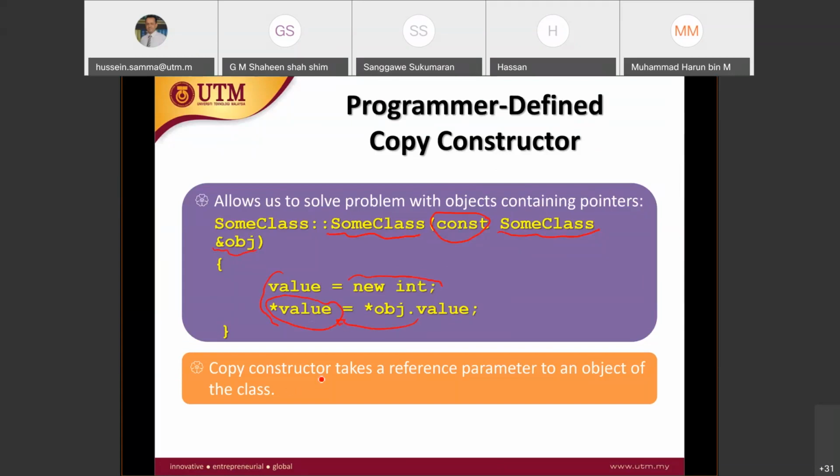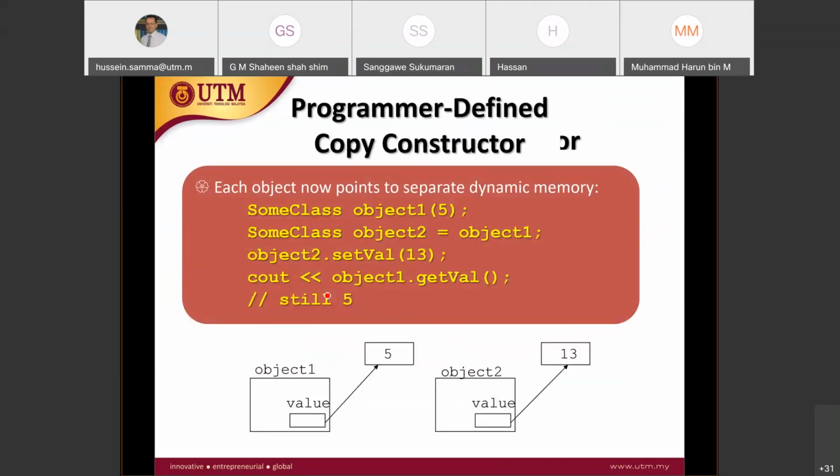So the copy constructor takes a reference parameter to an object. This is where the key idea comes from. You have to give me the reference to this object, object 2, so I need to copy into a different location. So I'm expecting I will have this.